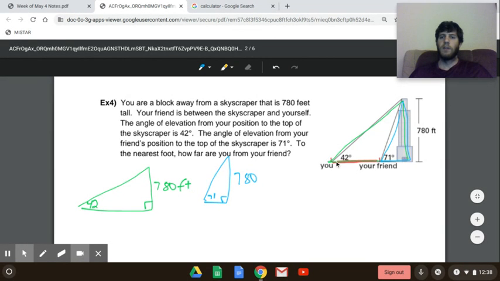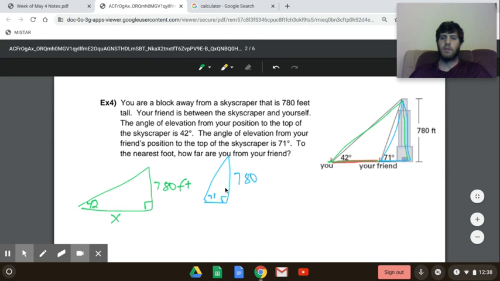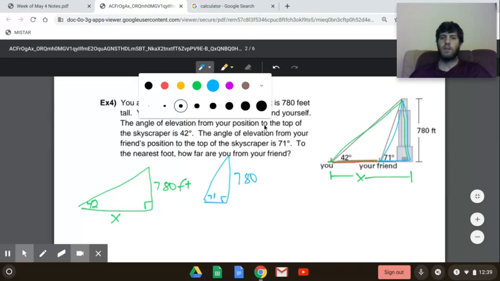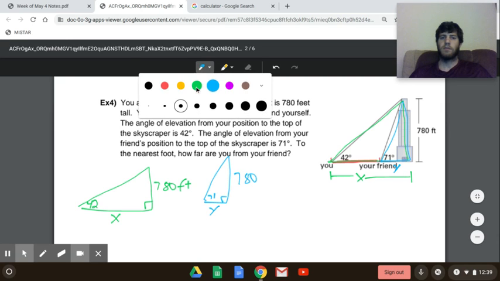So we want to find this piece right here. Let's call the bottom of the green one x. So this distance here is x. And then we're going to call the base of the blue triangle y. If we want to find the distance between you and your friend, we need to find x and y, and then we need to do x minus y. So let's first try and find x.